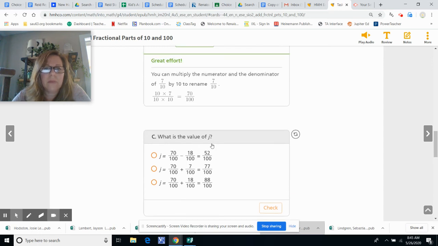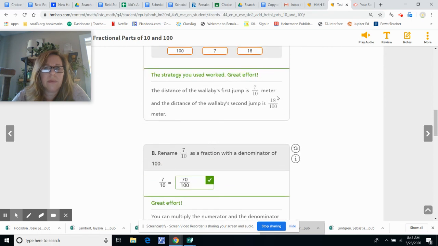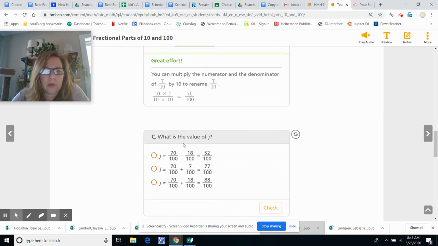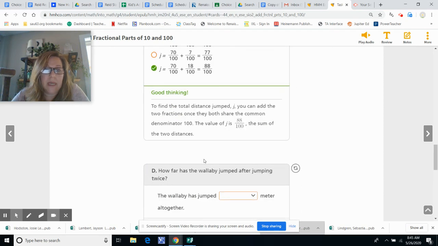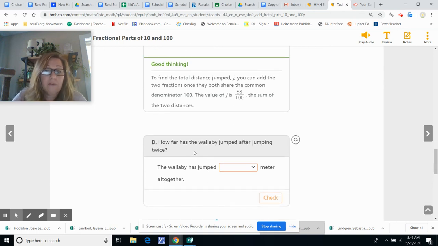Let's go back and double check. We're looking for 70/100 and 18/100. Let's see if there's one here. And it would be this one. 70/100 plus 18/100 equals 88/100. Let's check it. Okay, so to find the total distance the wallaby jumped, j equals 88/100. You're adding those two fractions together now that they have a common denominator. That denominator is 100. So how far has that wallaby jumped after jumping twice?